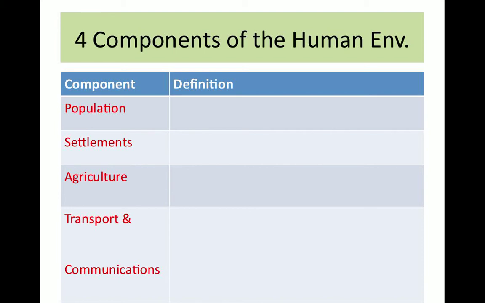So now we come to the second important idea in Chapter 1, the four components of the human environment. Transport and communications is known as one component. But take note that, even though it is one component, there are two different definitions that are placed together. Now you should already know all these four components from our lessons. So please pause the video now to fill out the definitions or meanings of these four components.